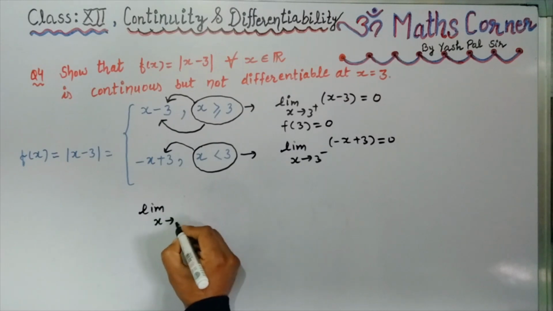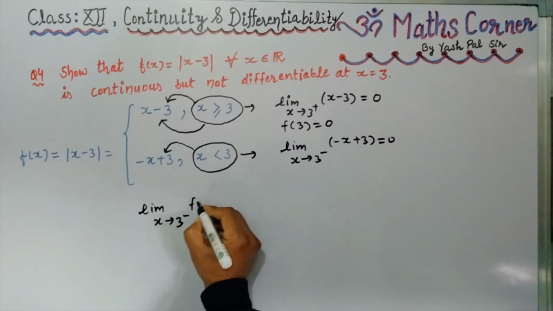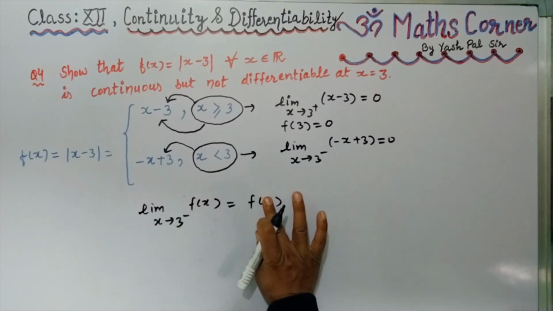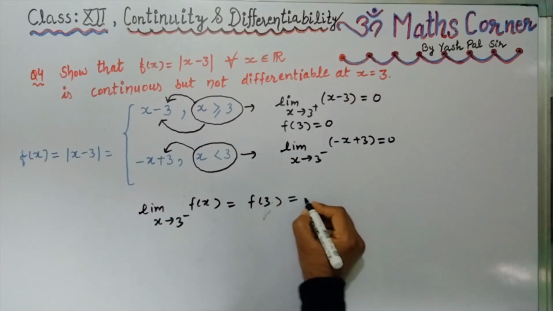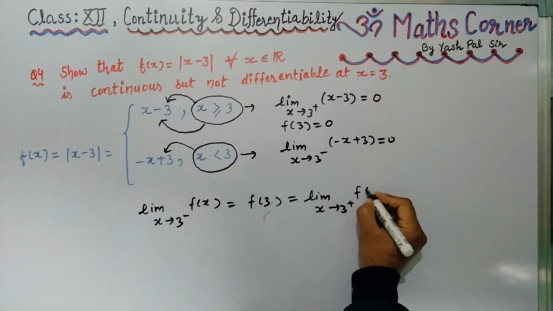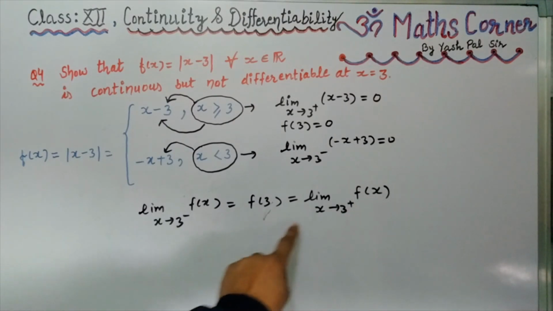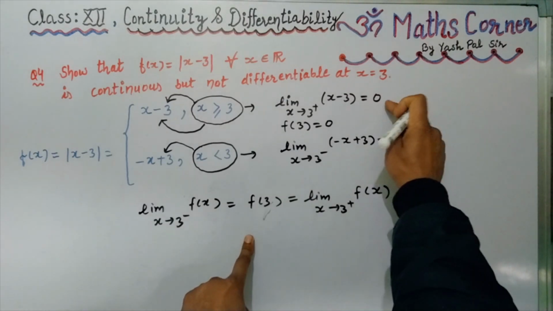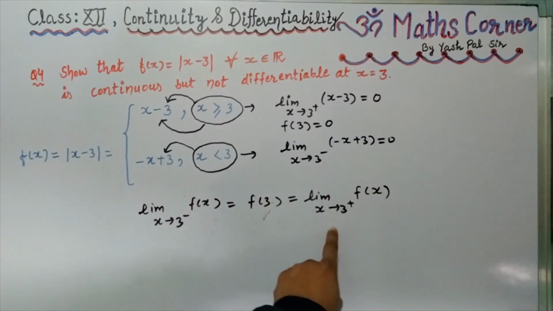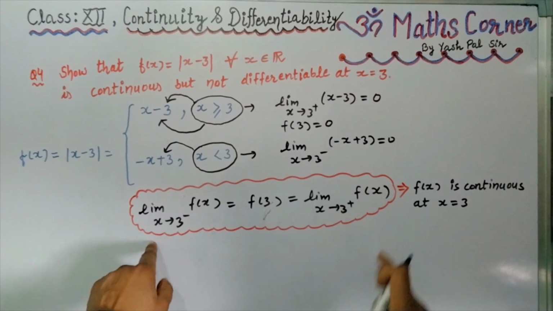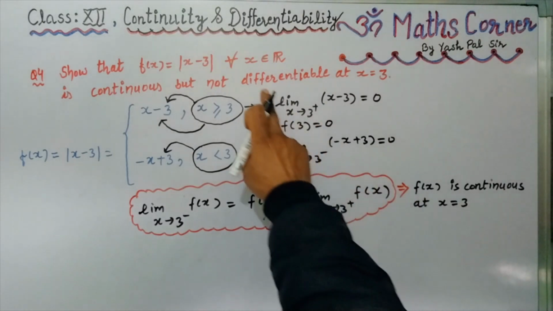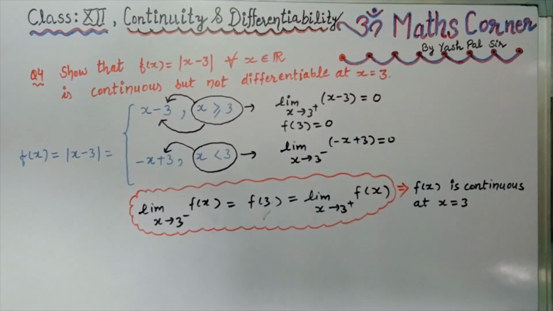So from here we conclude that the limit as x approaches 3 of the left-handed limit of the function is equal to the functional value at x equal to 3, which is equal to the right-handed limit as x approaches 3 of the function. Because 0 equals 0 equals 0, these three are equal, which implies the function is continuous at x equal to 3. So we write f of x is continuous at x equal to 3.